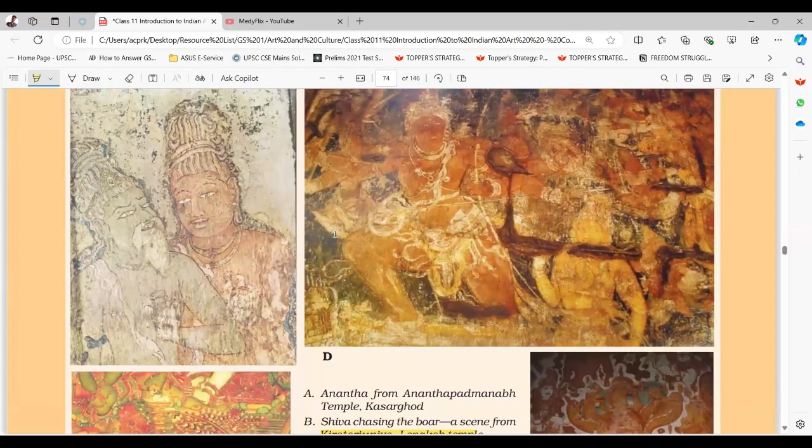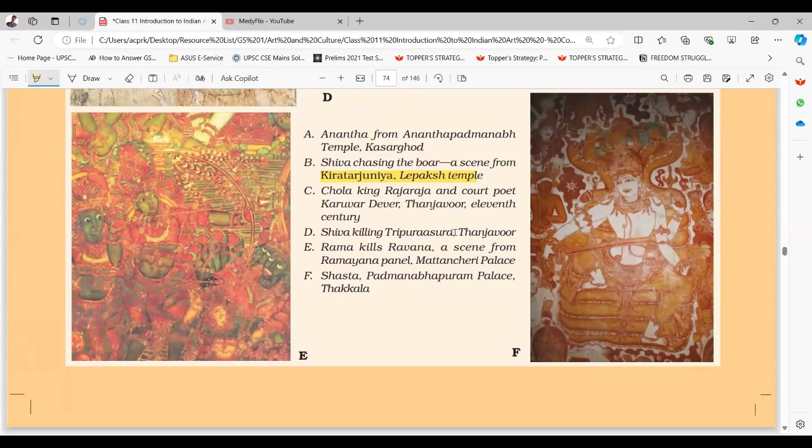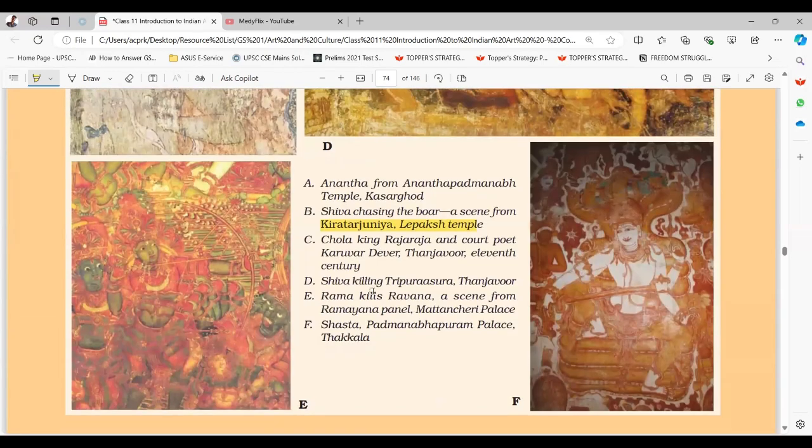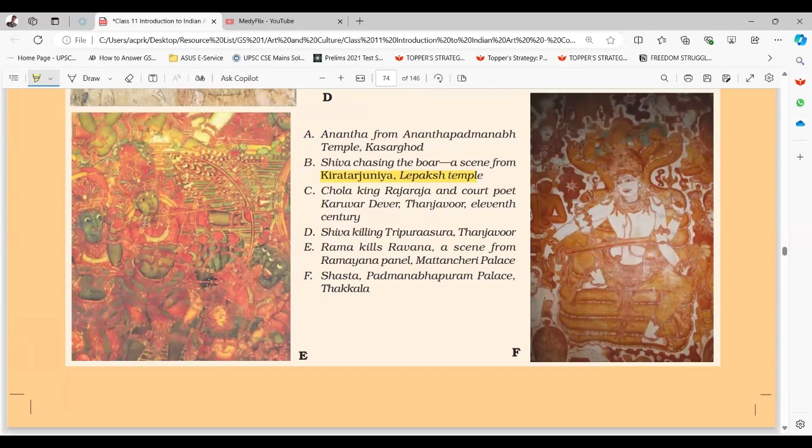D is Shiva killing Tripurasura, Tanjavur. E. Rama kills Ravana, a scene from the Ramayana panel, Mattancheri Palace. F. Shasta, Padmanabhapuram Palace, Thakkala.